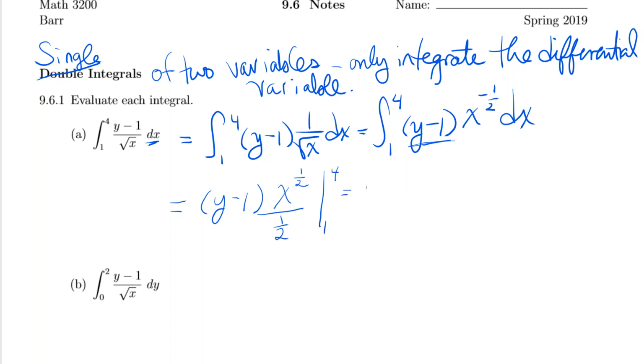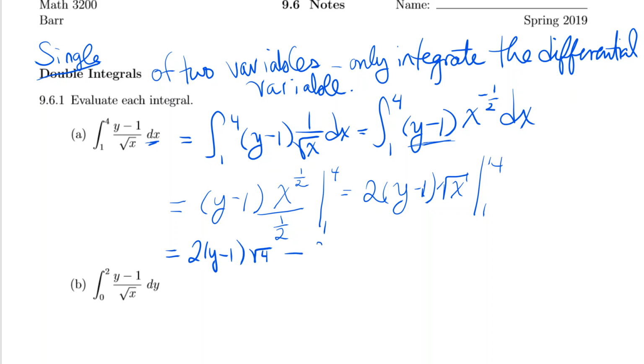Let me clean this up a little bit. Dividing by 1/2 is the same as multiplying by 2. Y minus 1. And then 1/2 power, that's the same as the square root of x, evaluated from 1 to 4. So let's go ahead and put in our values. I'll have 2 y minus 1 times the square root of 4, which is just going to be a 2. Why am I putting a parenthesis there? It doesn't make any sense. Minus 2 y minus 1 times the square root of 1.